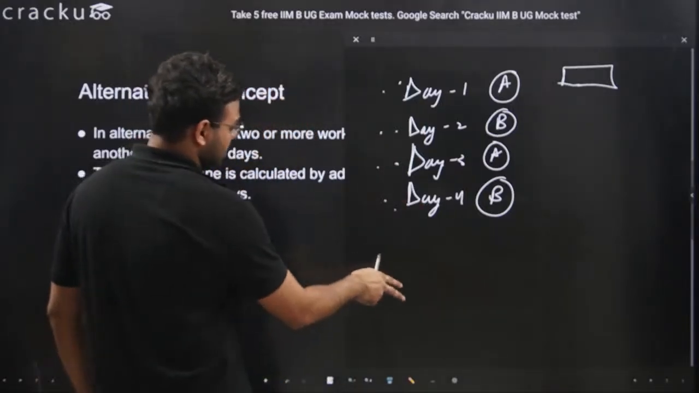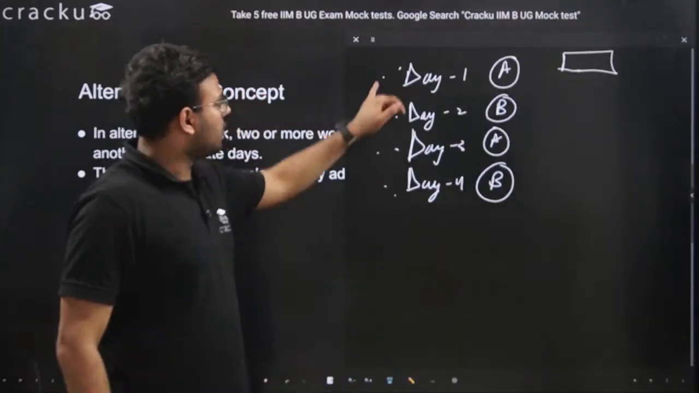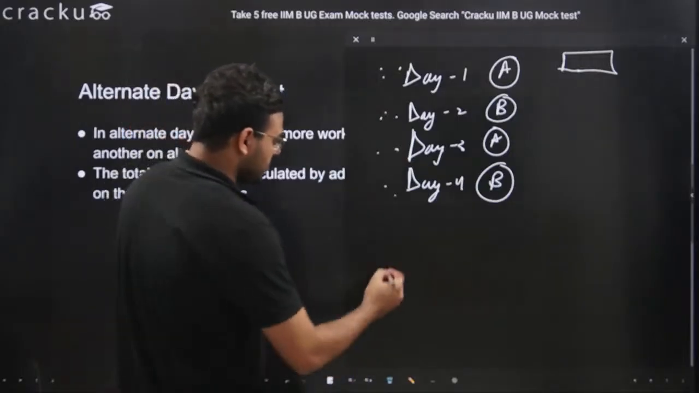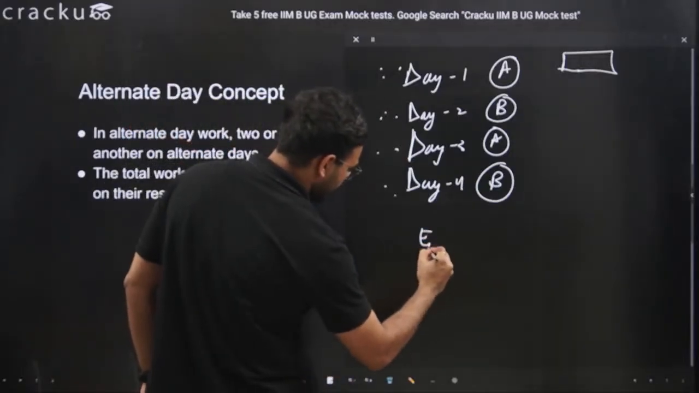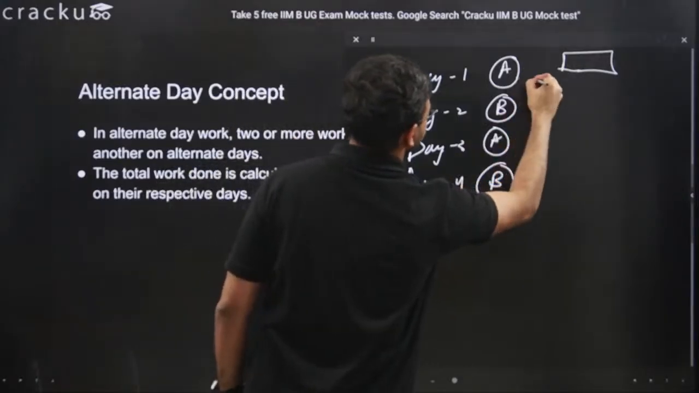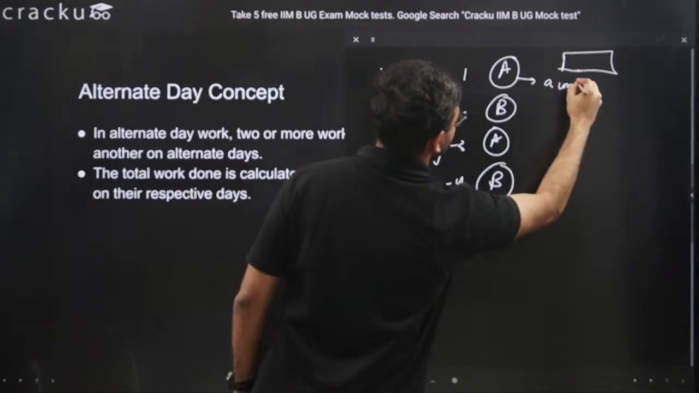So in this kind of questions, what you can see is on the first day only A will be working. On the second day only B will be working. So on first day we have efficiency of A. That is, let's say efficiency of A is A units per day.